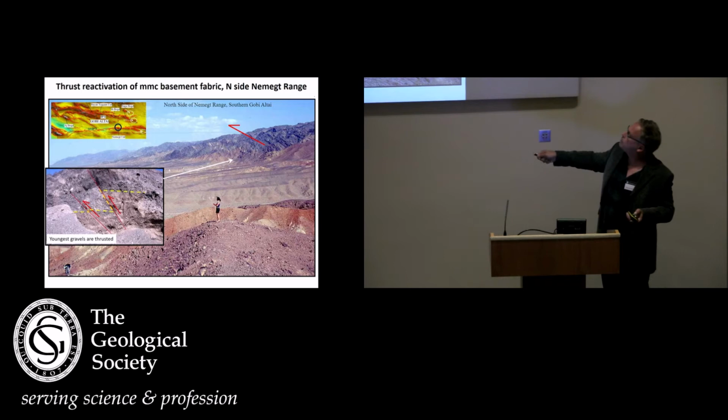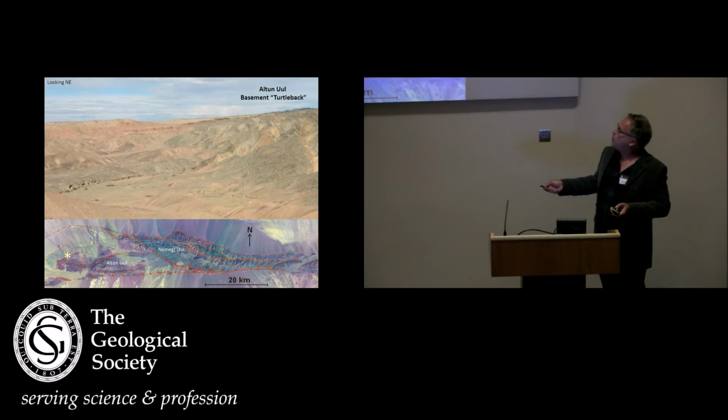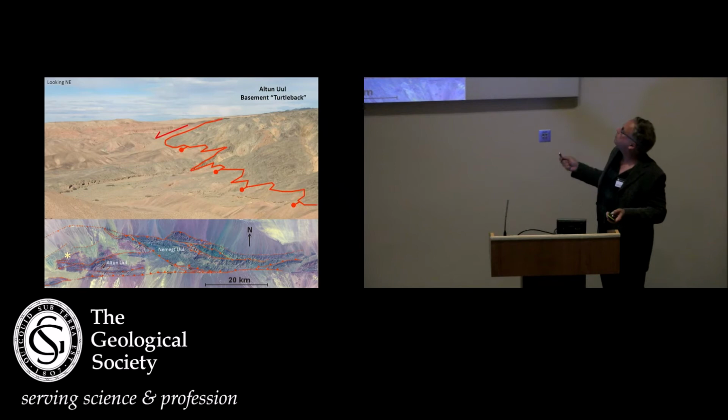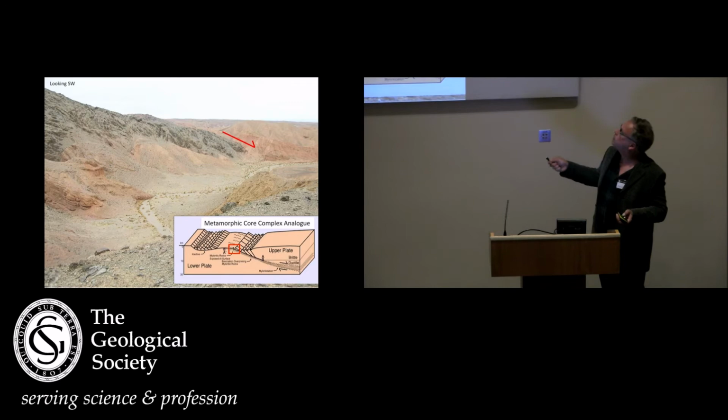But when we went to the western end of the range, we were surprised to see these basement domes. And we didn't expect to find these, and they're actually bound by normal faults. And this looks like onlap. It's somewhat like a shallow metamorphic core complex variant.